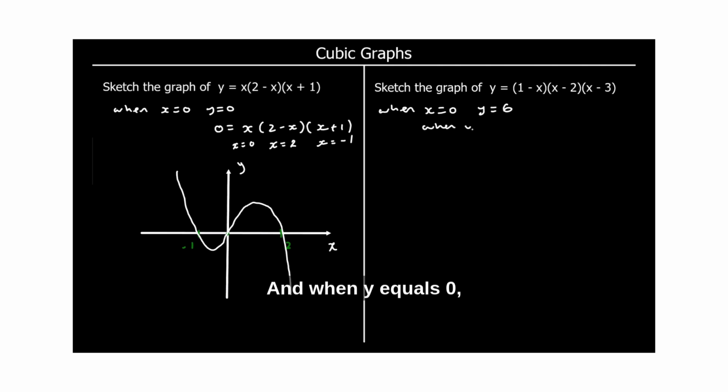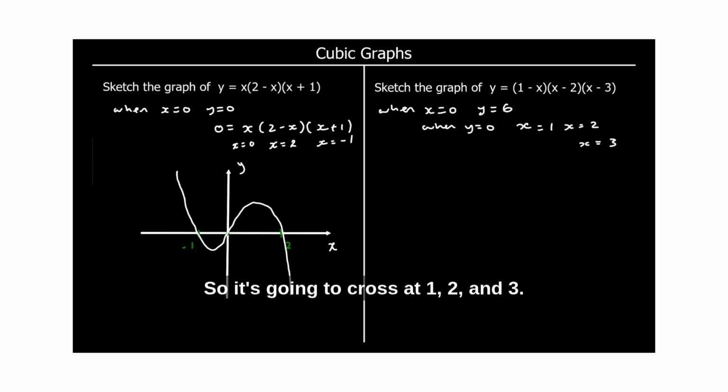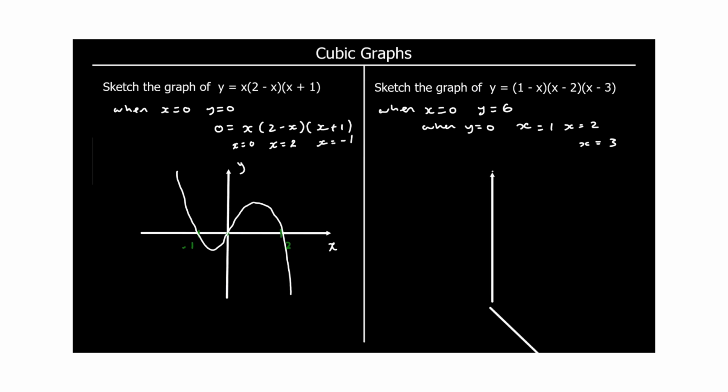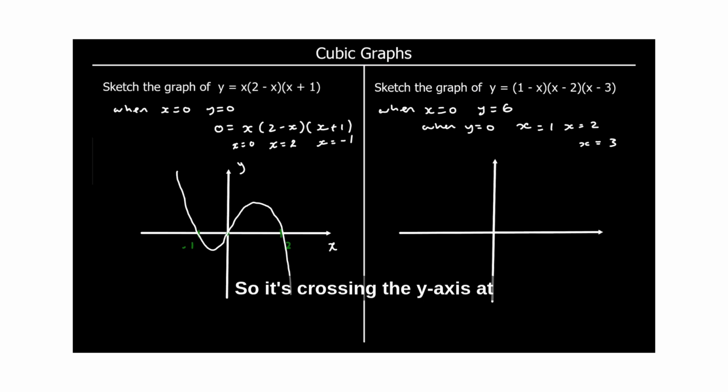And when y equals 0, x could be what makes the first bracket 0, which is 1. The second bracket, 2. And the third bracket is 3. So it's going to cross at 1, 2, and 3. So it's crossing the y-axis at 6 and the x-axis at 1, 2, and 3.